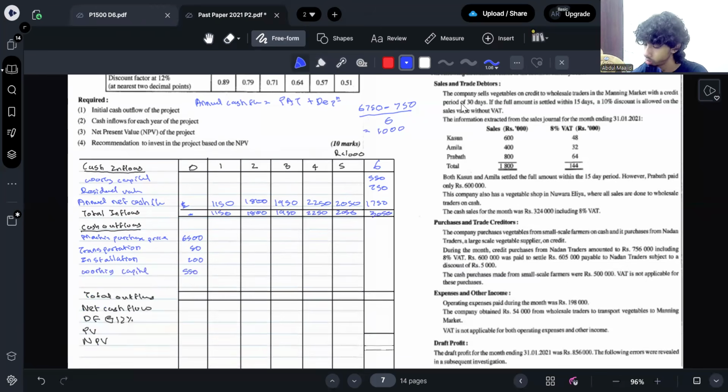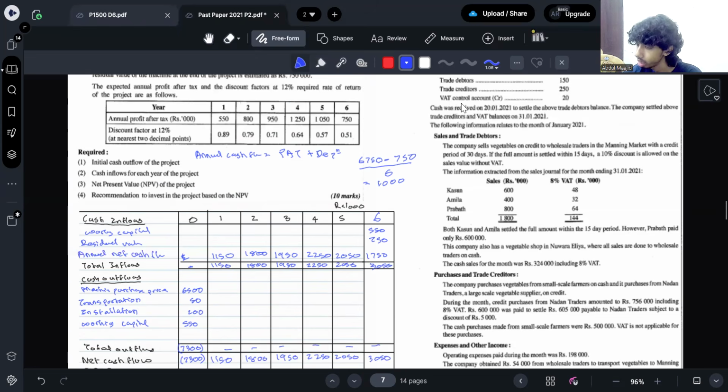And the initial outflow is 6,500 plus 50 plus 200 plus 550, that is 7,300. Outflow means minus. The net cash flow is 7,300 negative in year 0, year 1 1,150. Here there are no outflows since they have given the annual net cash flow itself. So 1,800, 1,950, 2,250, 2,050, and 3,050. Now you have to multiply the cash flow with the discounting factor to find the present value.